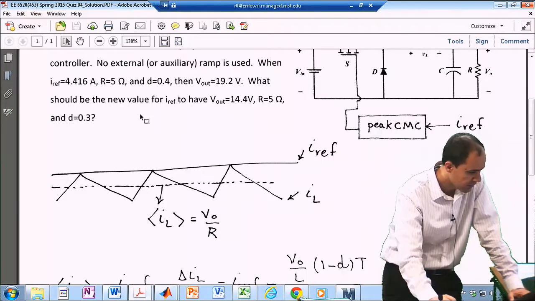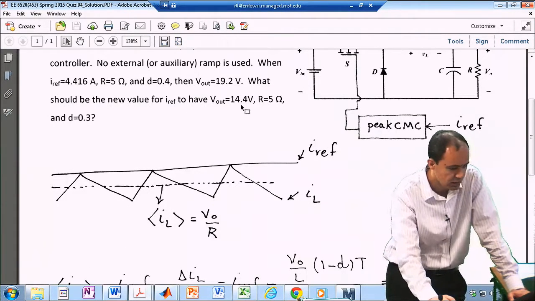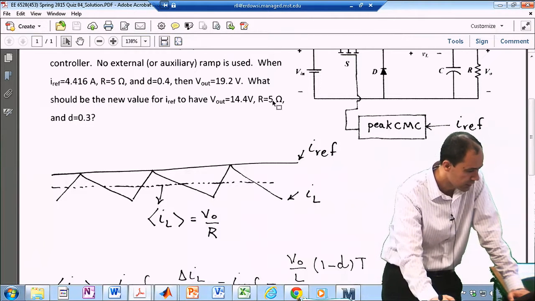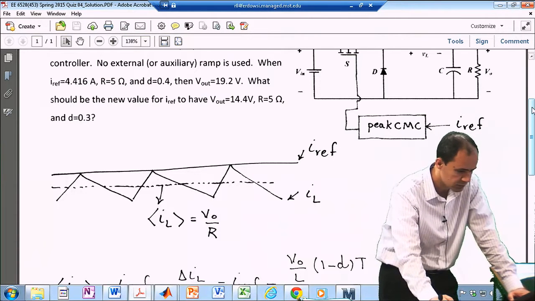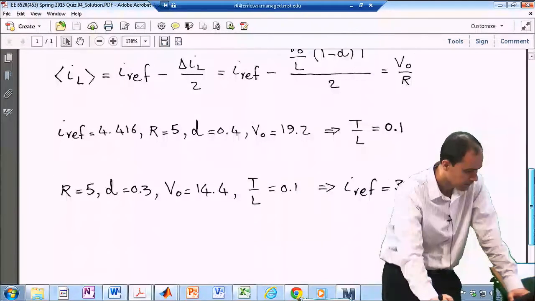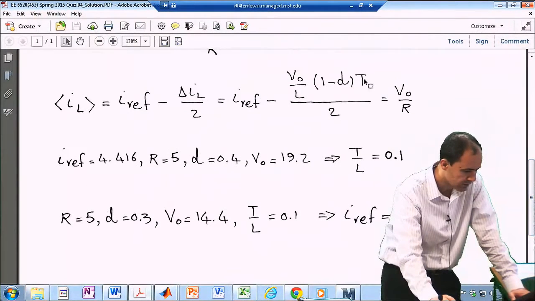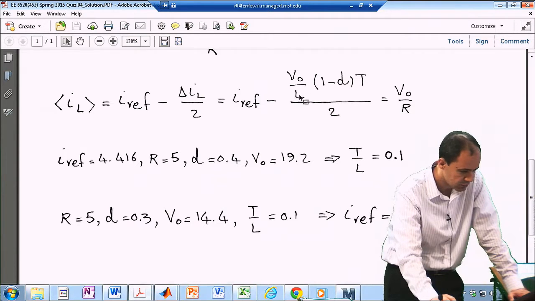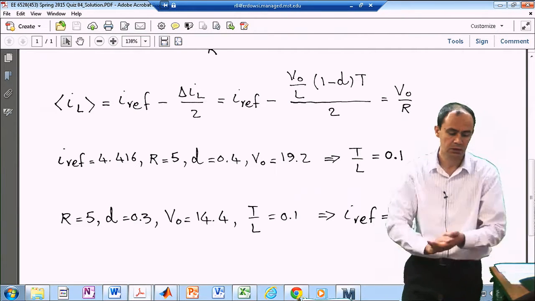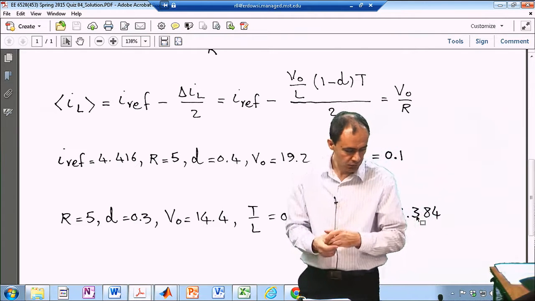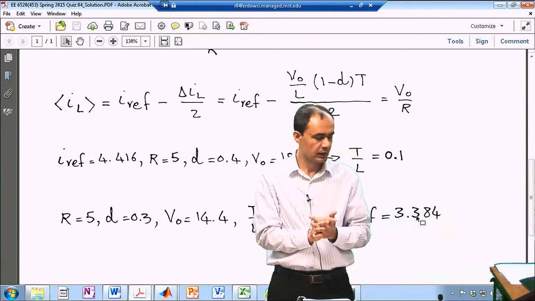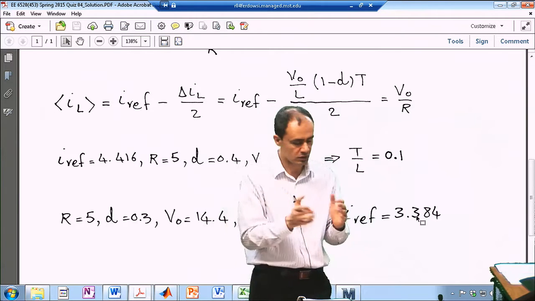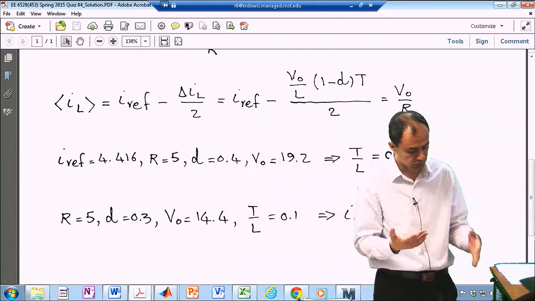All right. So we do almost the same thing for the new numbers, which is the output of 14.4 volts and a load resistance of 5 ohms and a duty cycle of 30%. So technically now I have a numerical value for T over L, which is 0.1. Now I plug in the new V out and the new duty cycle to find IREF, and IREF has to be set as 8 volts or amperes. That doesn't matter. These signals are all in voltage, but you interpret them as a current anyway.